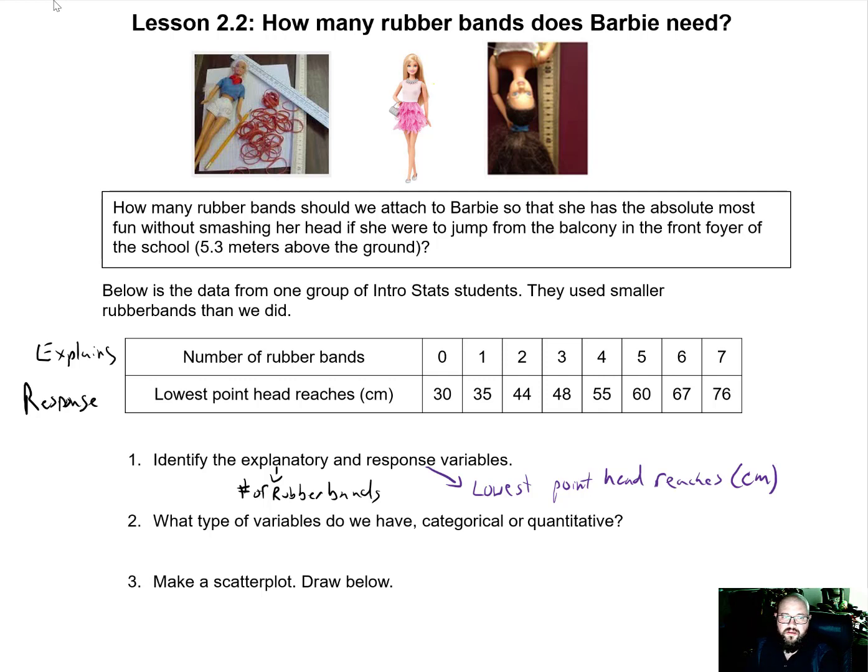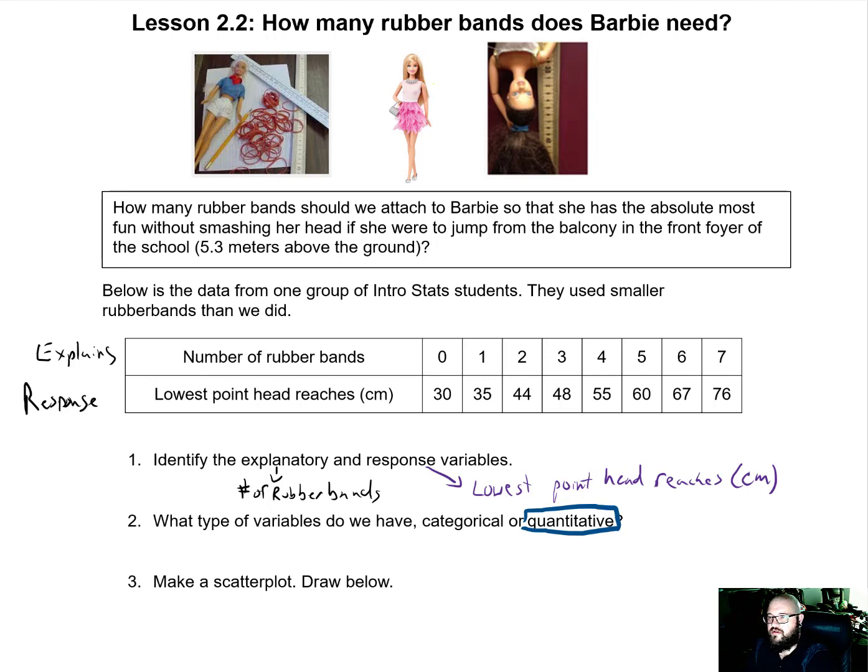Okay. So now, what type of variables do we have? Categorical or quantitative? Well, with the number of rubber bands, we have a number. And the lowest point reached in centimeters is a number. So hopefully you can see right off the bat we are doing quantitative. So for both of those, we are doing quantitative. Alright, so I'm just going to circle it right here. Quantitative.